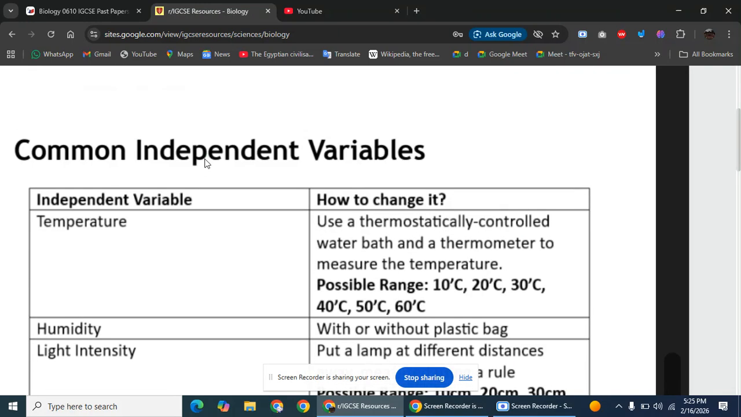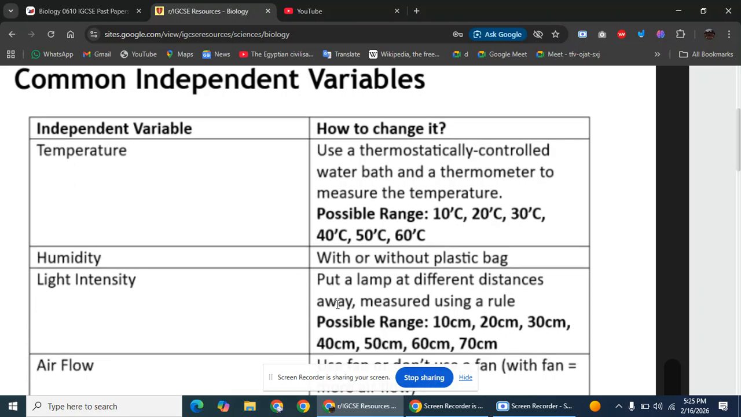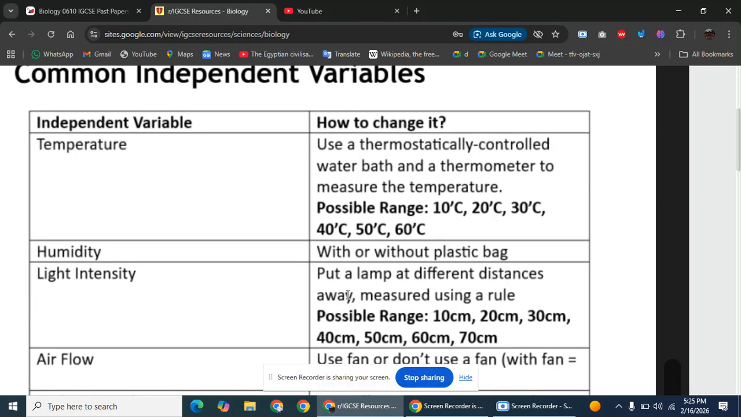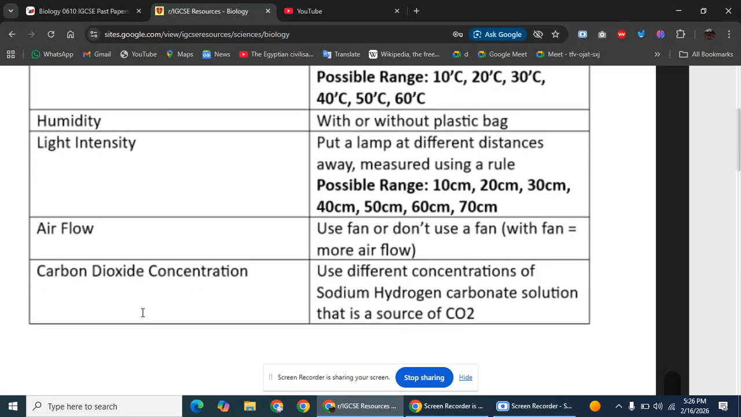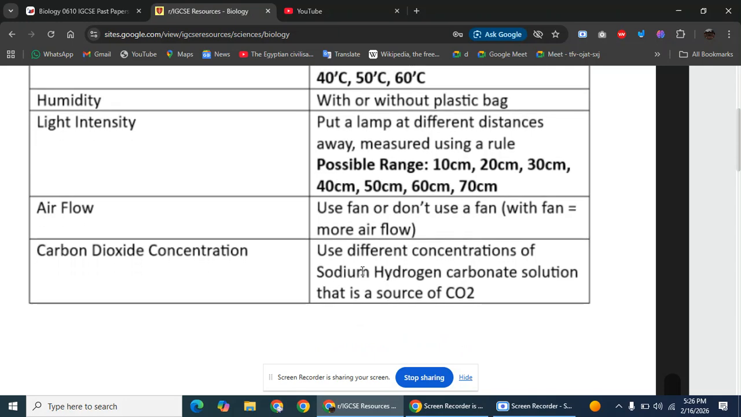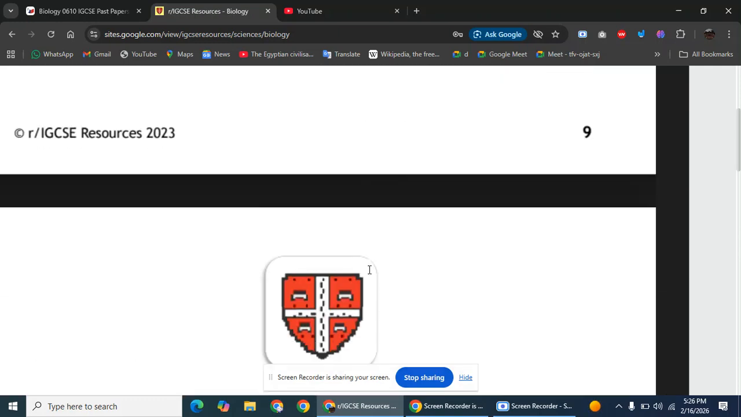Now, these are the common independent variables. Temperature: change it using a thermostatically controlled water bath, and measure with a thermometer. Humidity: with or without a plastic bag. Light intensity: lamp. Airflow: use a fan or don't use a fan. Carbon dioxide: different concentrations of NaHCO3, which is a source of carbon dioxide.